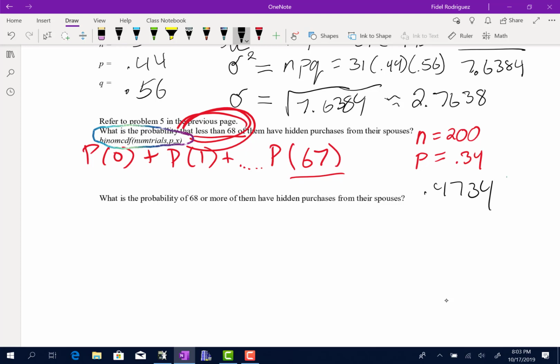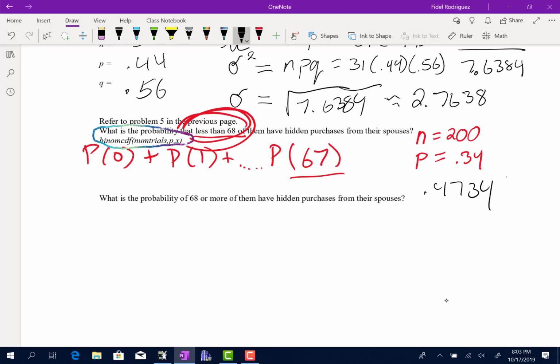So that's everybody from nobody saying I have hidden purchases all the way up to 67 people. Cumulative. Remember what cumulative means? It means you're accumulating, adding more and more. So we're adding the probability of 0 plus the probability of 1 all the way till we get to the number 67.